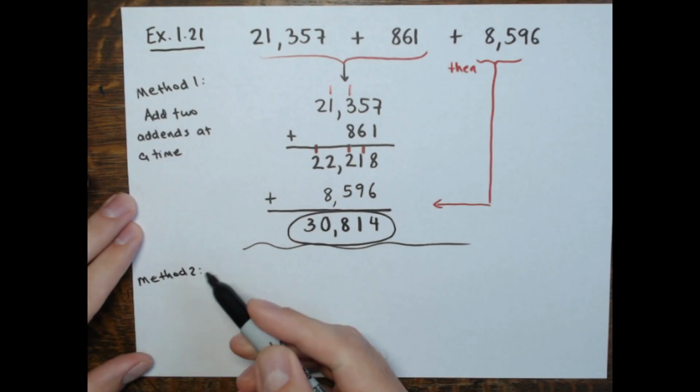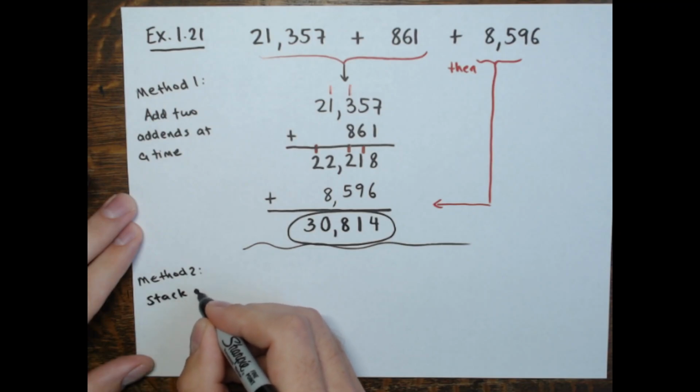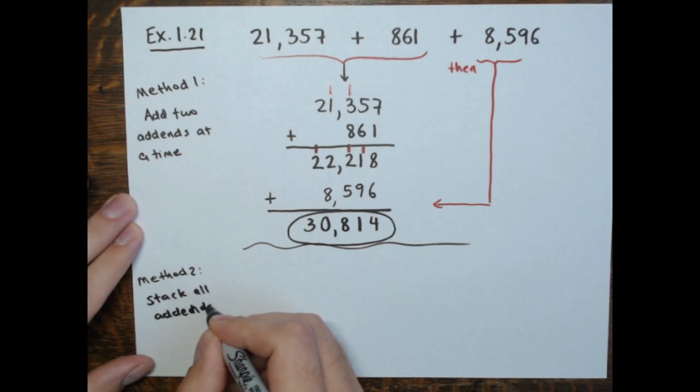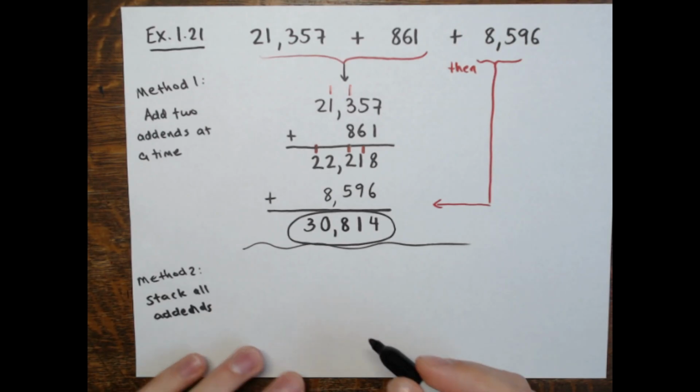Now the other method is just stack all the addends. All right, now this is definitely for people who are more confident with their ability to add. Because if you stack multiple, more than 2 addends in one sum, there's a good chance your sums will be larger than the 10s. They might add up to the 20s or 30s. So just be careful with what you're carrying.